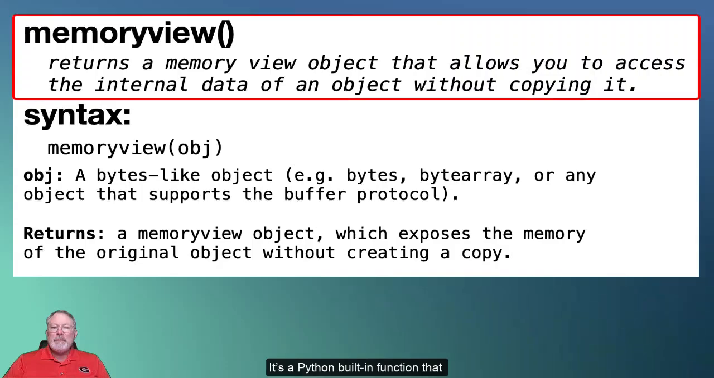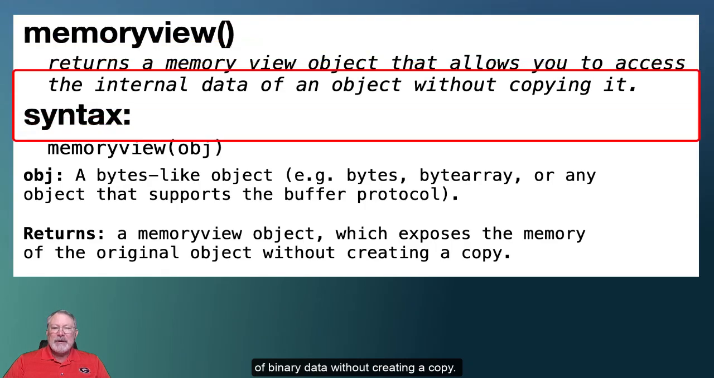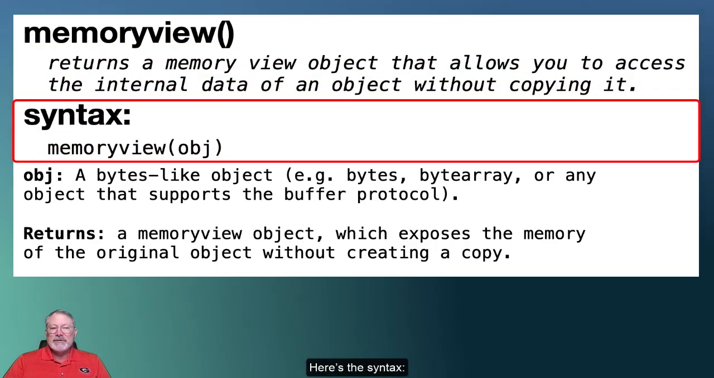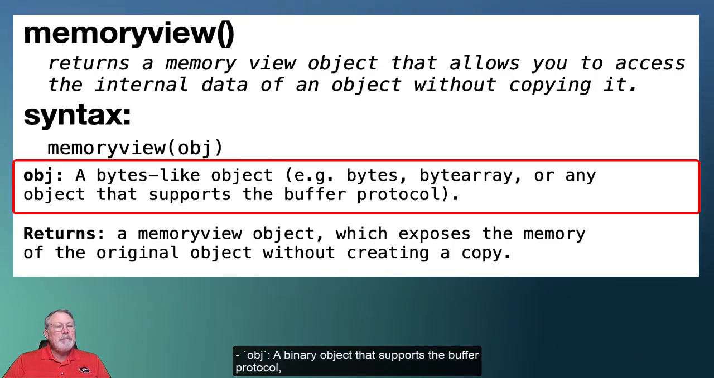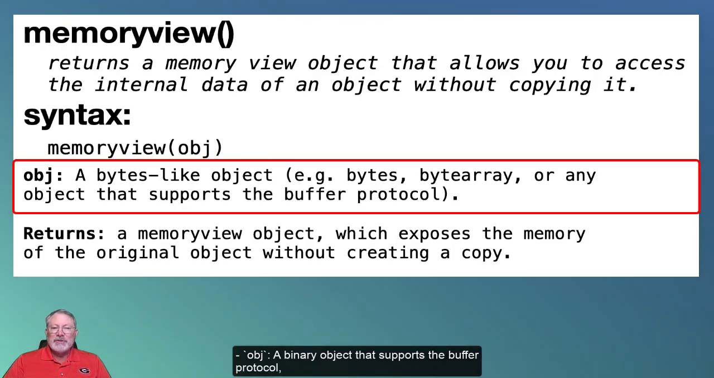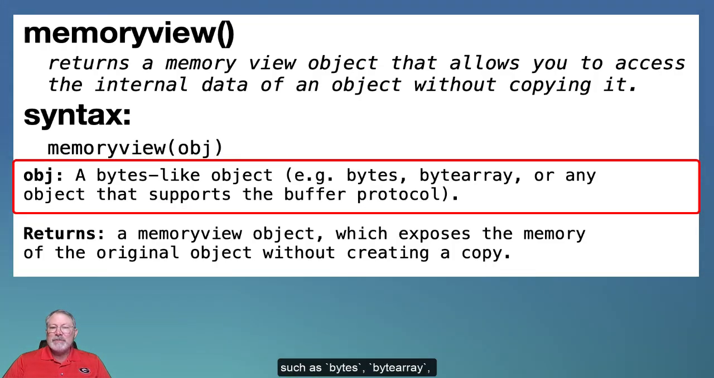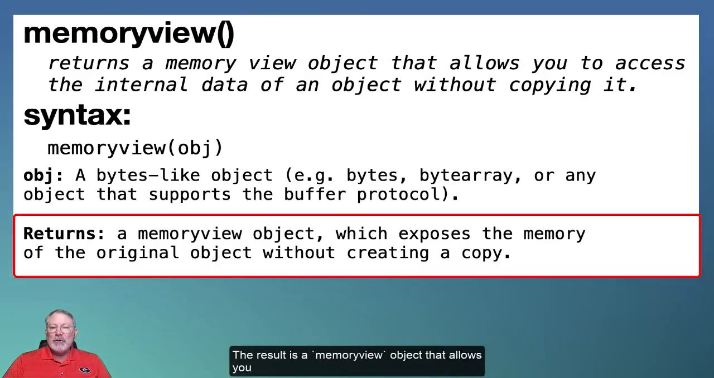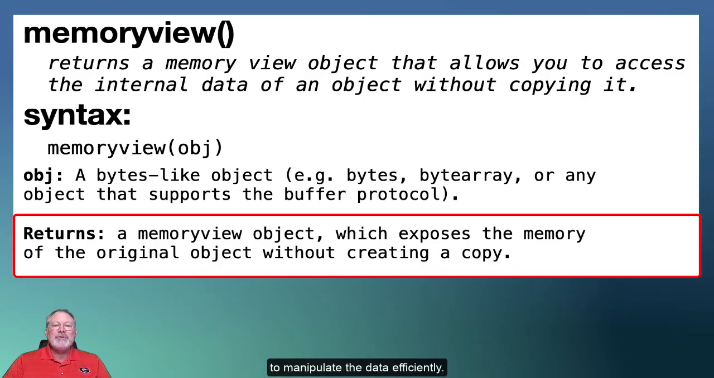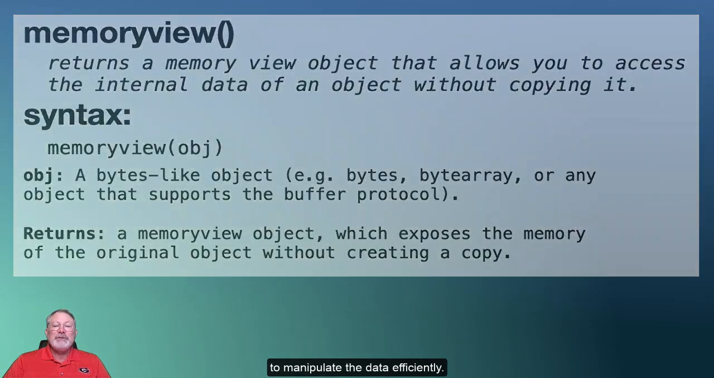It's a Python built-in function that provides a memory-efficient view of binary data without creating a copy. Here's the syntax: memoryview with an object, where the object is a binary object that supports the buffer protocol, such as bytes, bytearray, or other objects implementing this protocol. The result is a memoryview object that allows you to manipulate the data efficiently.